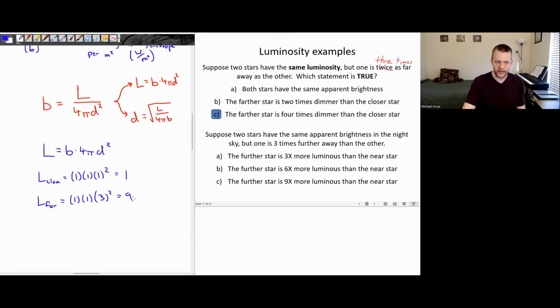And again, you can go through that L far divided by L close, so the new case divided by the original case. Notice that when you set everything to 1, this last step becomes a little bit unnecessary since we can see, oh, it's 9 times larger. That further star is 9 times as luminous as the nearby star.